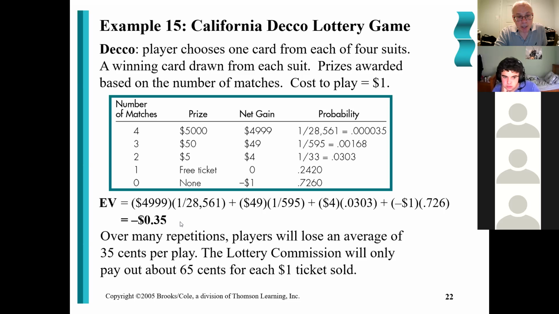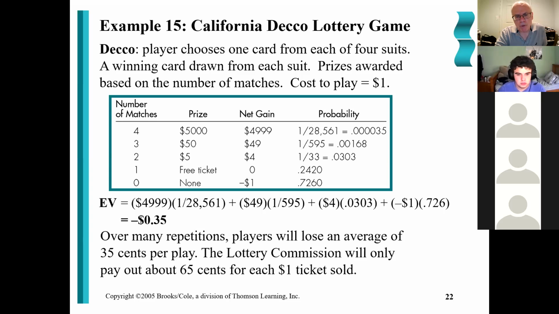So what they're really saying is players will lose an average of 35 cents every time they play this game. On average, if they do it many, many times. That's their average loss over many repetitions of this game. And the lottery commission has to pay out what? We'll only pay out 65 cents for each $1 sold. Wait a minute. Does that make sense? We'll only pay out 65 cents.